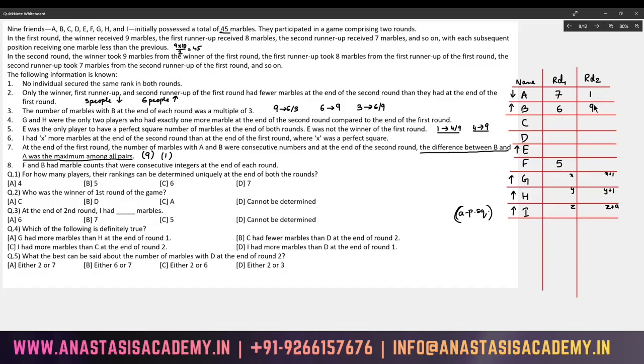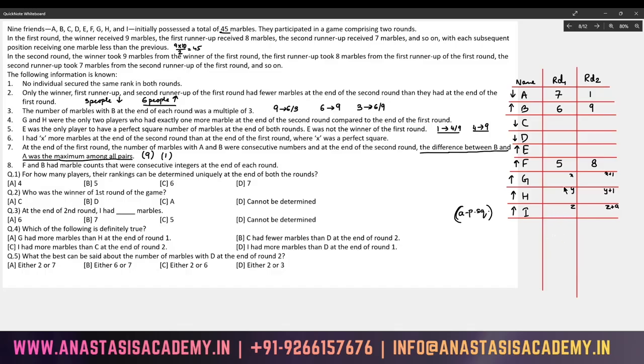And the only number adjacent to 9 is 8. So F will have 8, which means F is also going up. So I have 1, 2, 3, 4, 5, 6 people whose scores were going up. All of these 6 people are identified. So A, C, and D will be the people whose scores are going down.